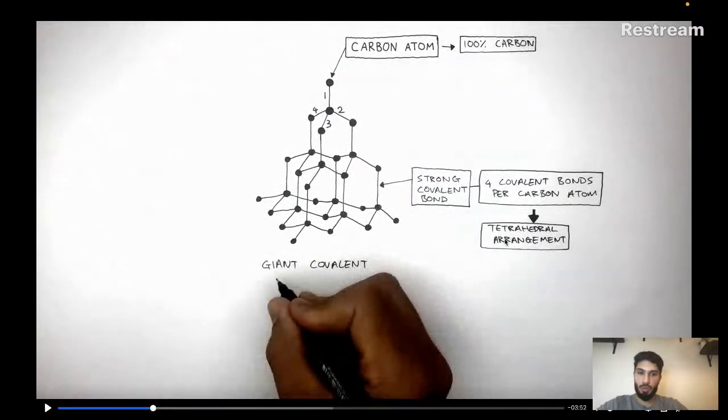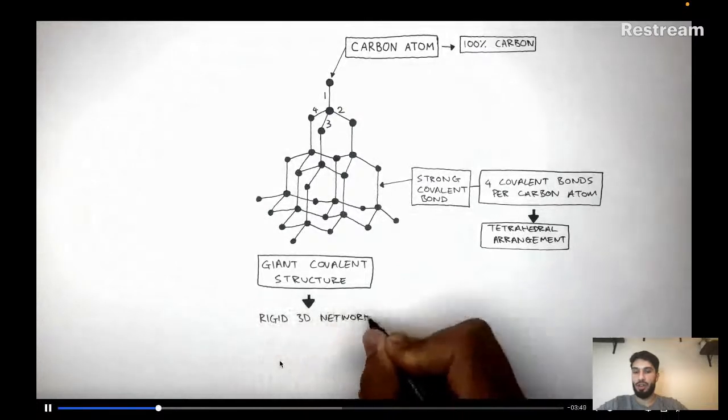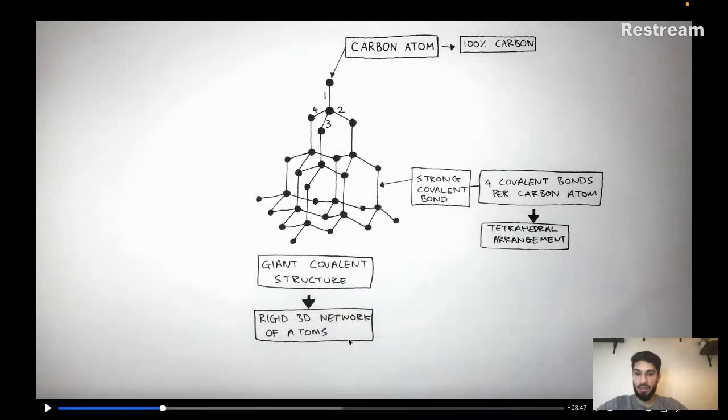Again, you will go into much more detail about that if you ever do chemistry A level. So overall, diamond has a giant covalent structure where there is a rigid 3D network of atoms, and rigid just means the carbon atoms are held in a fixed position and do not move. 3D means three-dimensional, and network describes how the atoms are spread out in a repeating pattern. So we can actually say, therefore, that diamond has a giant ionic lattice structure and is very hard.